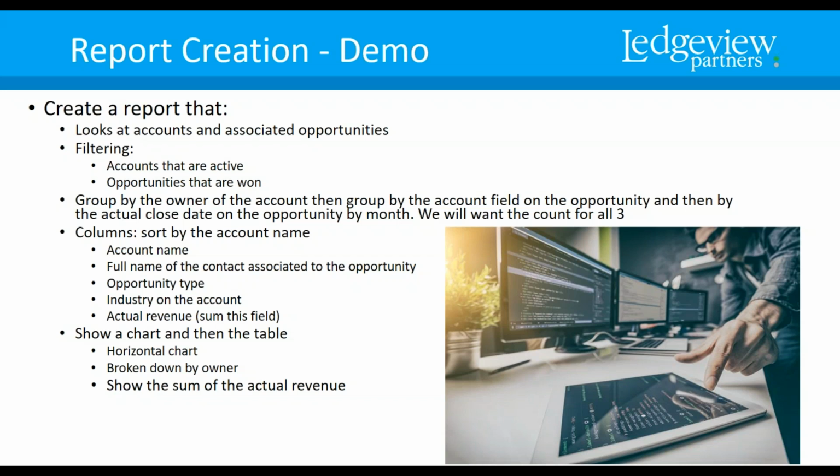Okay. Then we have a listing of columns. We're going to give the account name, the full name of the contact associated to an opportunity. So we go to the related opportunity, then go to the related contact, go in there and grab the full name. It's a really cool feature that you can do. The opportunity type, the industry on the account, and then finally grab the actual revenue. We're going to sum that. That's really important because summing opens up the ability for a chart. We're going to then do a horizontal chart broken down by owner, and we're going to show the sum of the actual revenue. Okay, many of you are probably thinking, oh my God, I didn't sign up for an hour-long webinar. Trust me, this is not going to take that long. And I'll show you how easy it is.